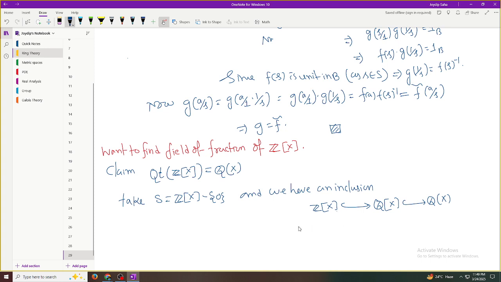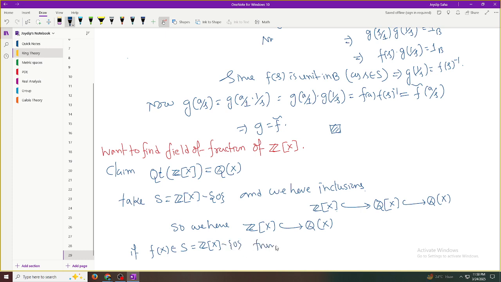Okay, inclusions. So Z[x] to Q(x). If f(x) belongs to S, that is f(x) is nonzero, then I write here 1 by f(x) belongs to Q(x).